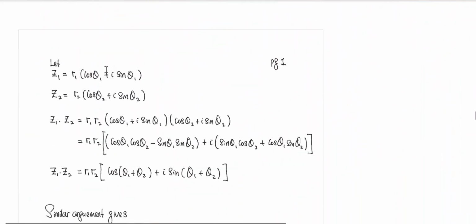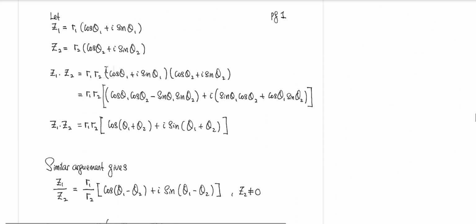Now, in the second part of the video, we are going to look at the benefits of putting complex numbers in polar form. Say, for example, you have a complex number z1 in polar representation, with r1 as the modulus and theta 1 as its argument, and we have another complex number, z2, whose modulus is r2 and whose argument is theta 2.